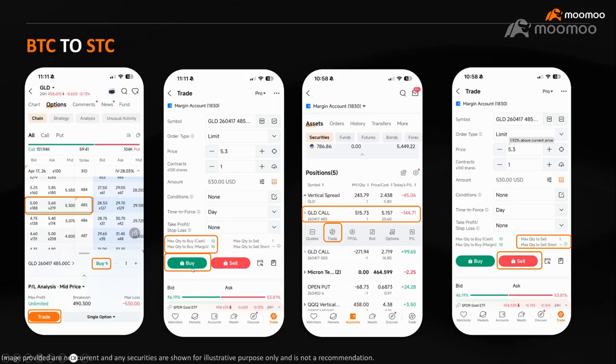Then I just wait for the position to get filled. This is the buy to open procedure. But if I want to close this long position, then it will be sell to close. Once you already have a position, it will appear in your portfolio. So you'll have something like a GLD call, and it shows the trading price. You can tap on one of the numbers here, and you will see a button like trade.